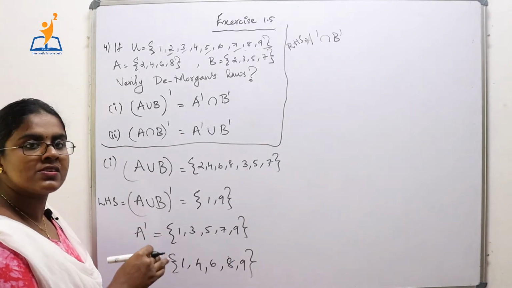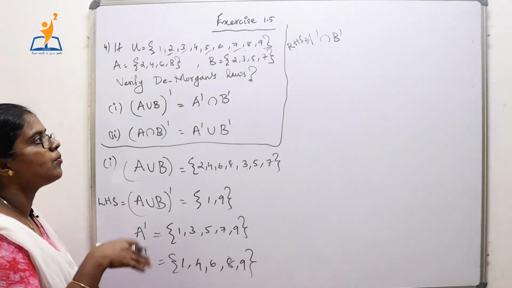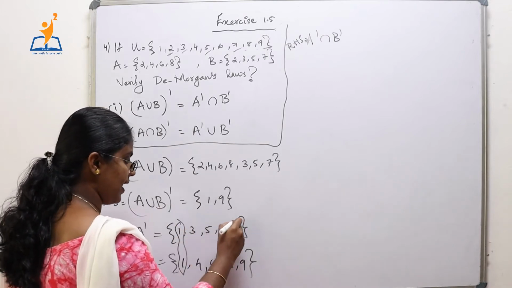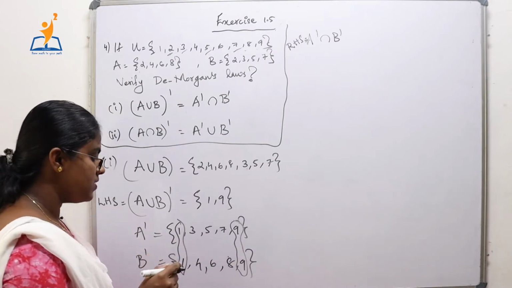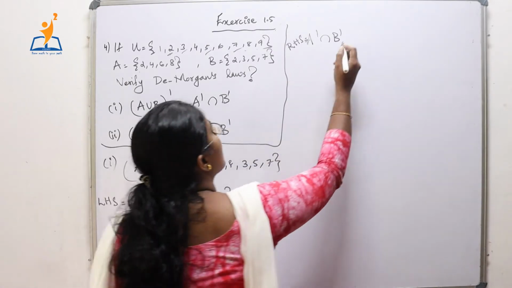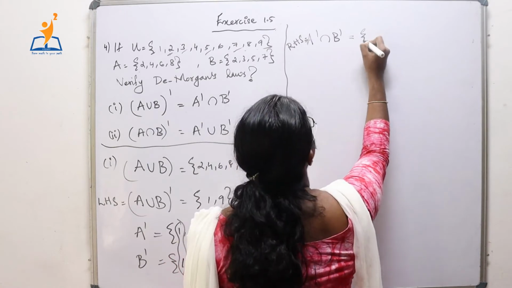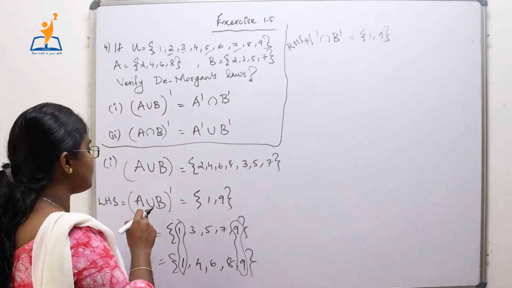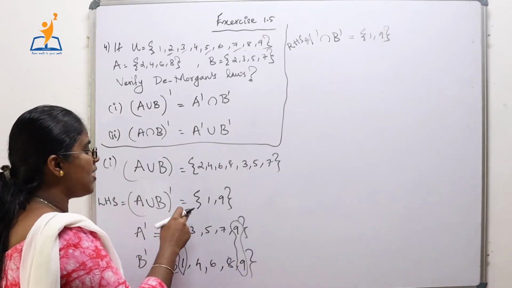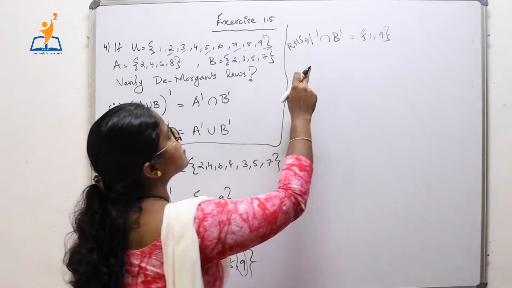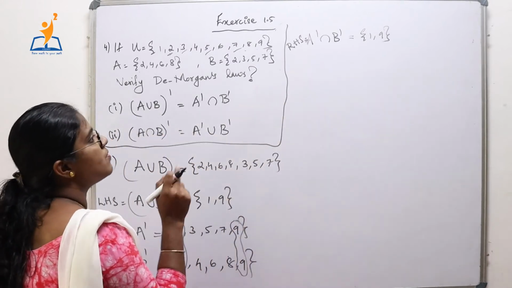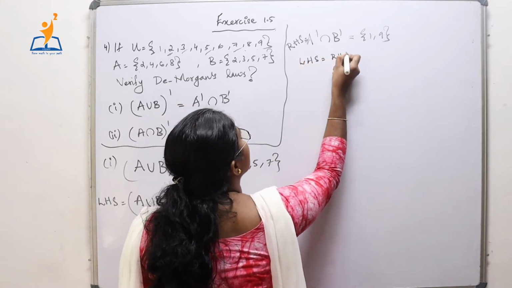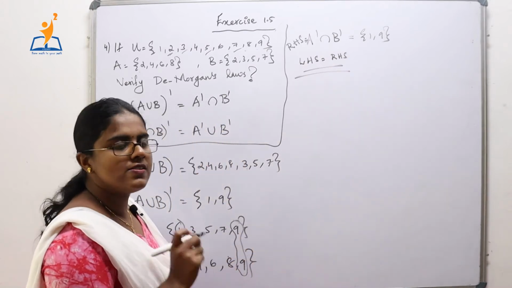Now we want to find the intersection of A complement and B complement, which is our RHS. Looking into this, we can find that 1 is common and 9 is common to both of them. No other elements are common. So A complement intersection B complement will contain 1 and 9. And see this, LHS of our first law is A union B the whole complement, that is 1, 9, and RHS is A complement intersection B complement, which is again 1, 9. So LHS equals RHS, and hence De Morgan's law is verified.